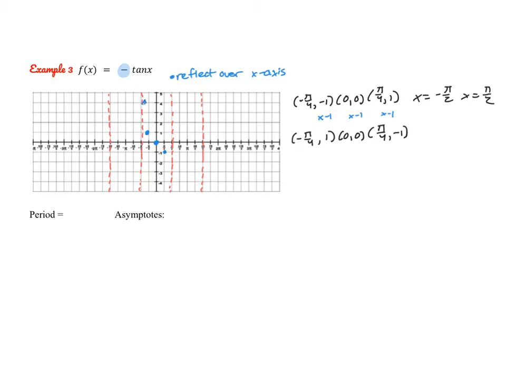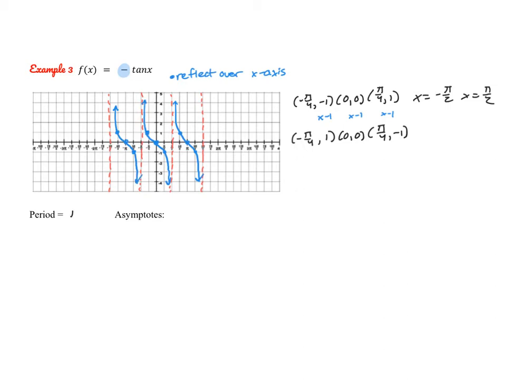So it's still going to make that same S-shaped curve. But this time we're going to be going from high to low. So now it's a decreasing graph within each period. And then just repeat that pattern in each period between your asymptotes. Just like this. And there you have it.